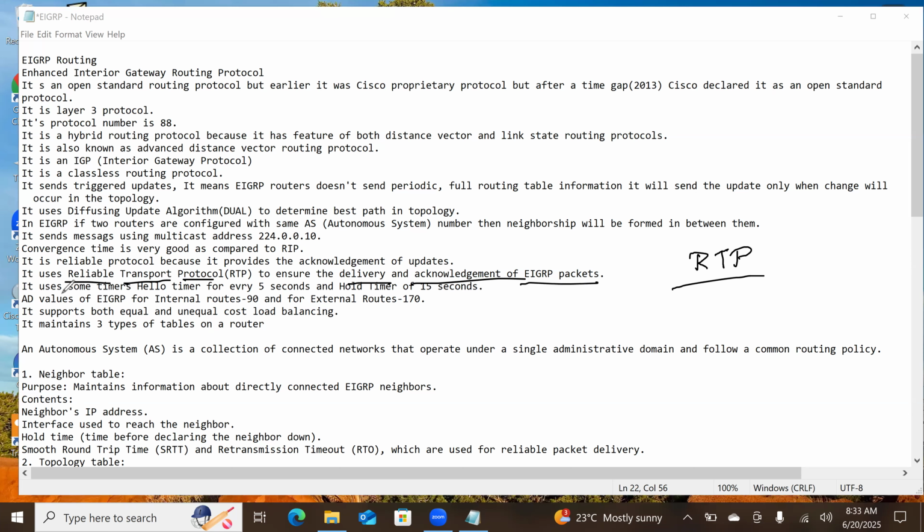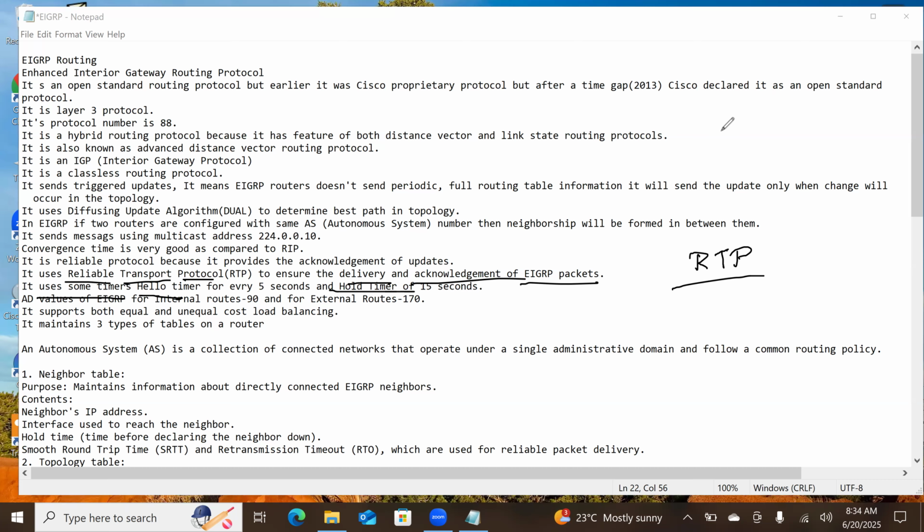It uses some timers, the hello timer and the hold timer, wherein the hello timer is just 5 seconds, and the hold timer is just 15 seconds. It is going to wait for only 15 seconds. After that, it is going to remove or flush out that route.